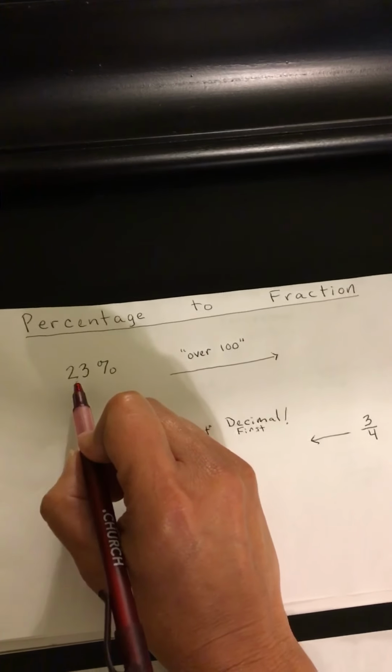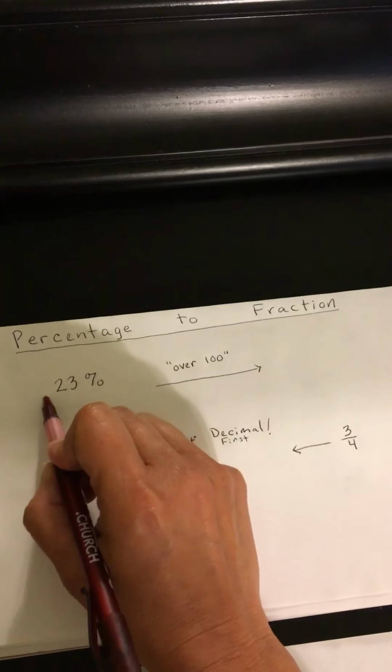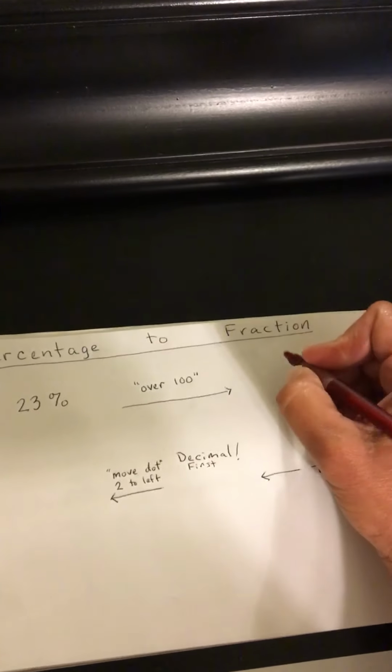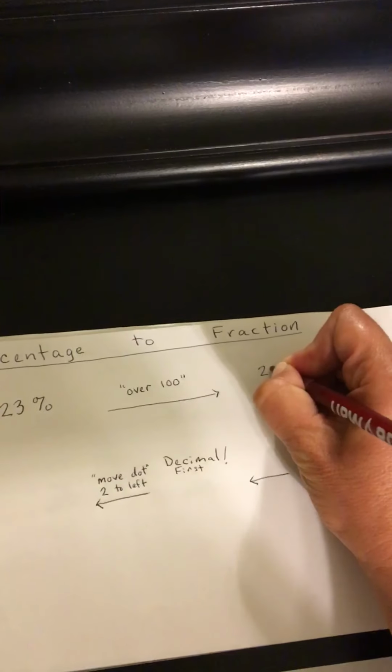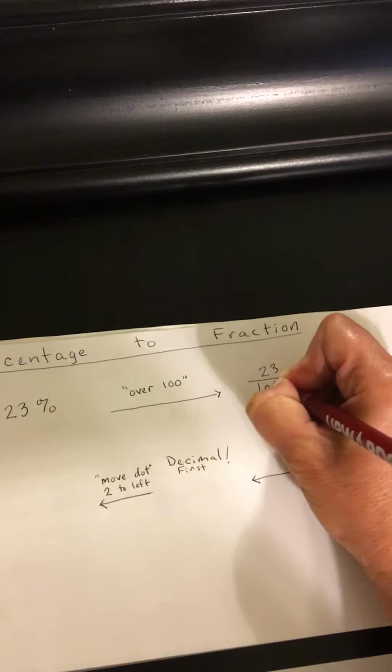Percentage to fraction is easy because we know that this is 23% of 100. So we can very easily turn that into a fraction by saying, okay, that's 23, which is the part, over the whole, which is 100.